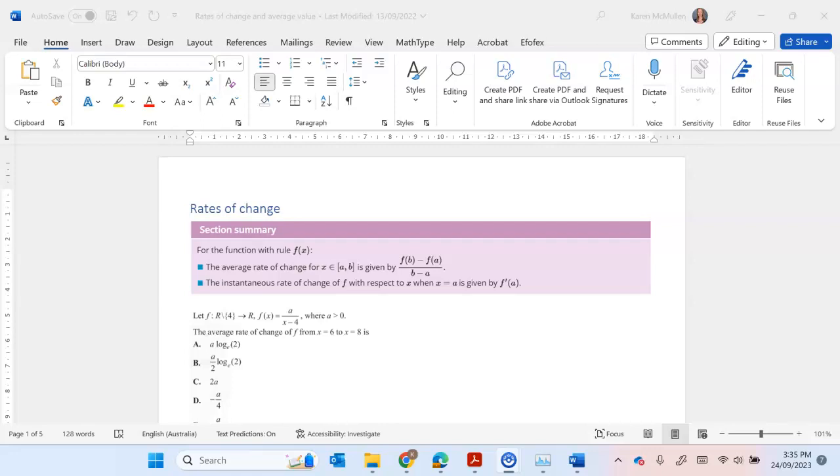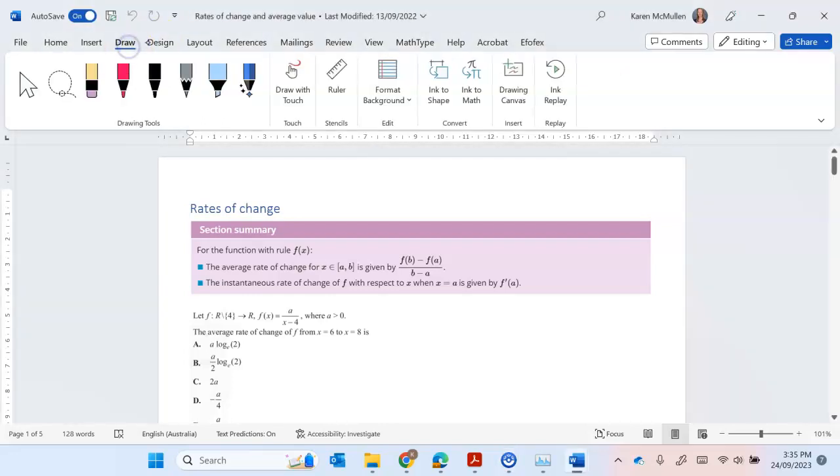So going through this worksheet, showing you rates of change, which we've already covered, and average value, hopefully you will see the difference between the two. We looked at rates of change when we did differentiation. So your average rate of change is just the gradient between 2 points.